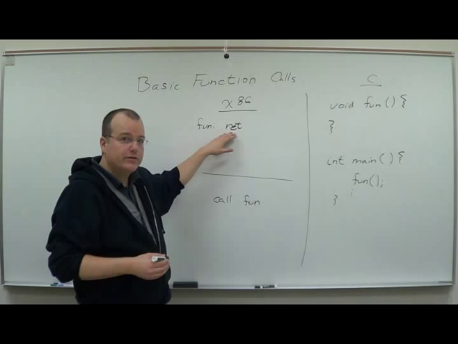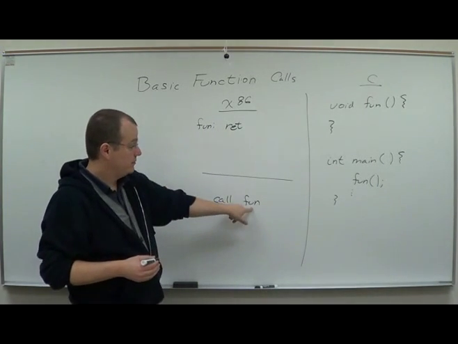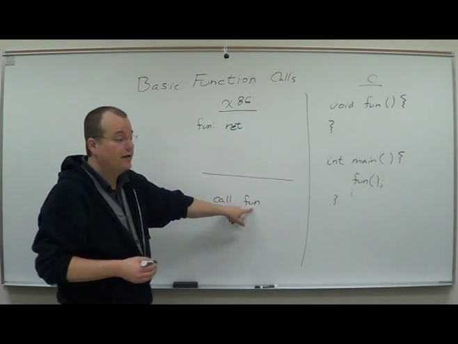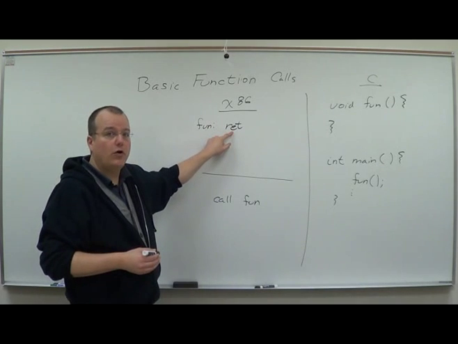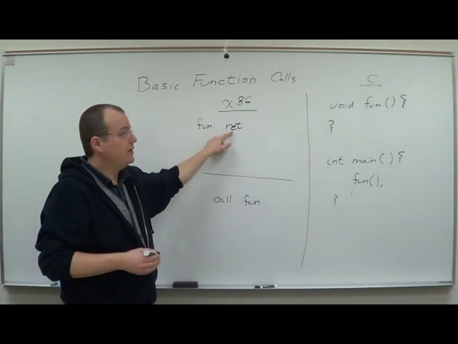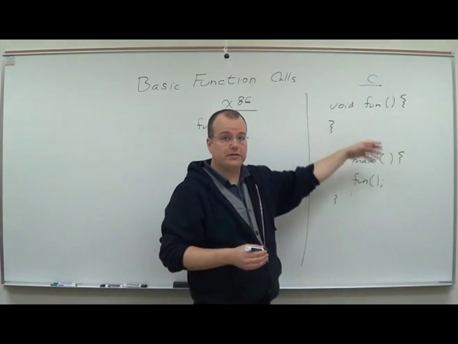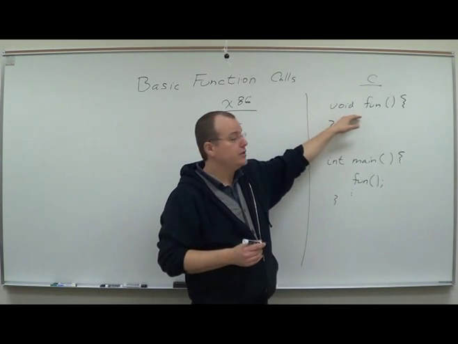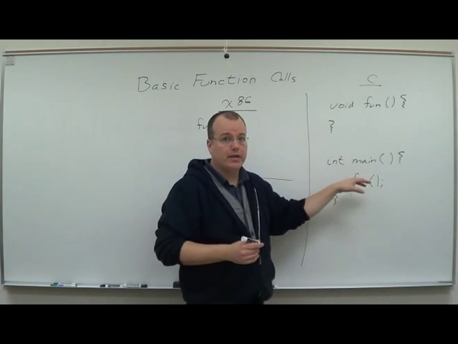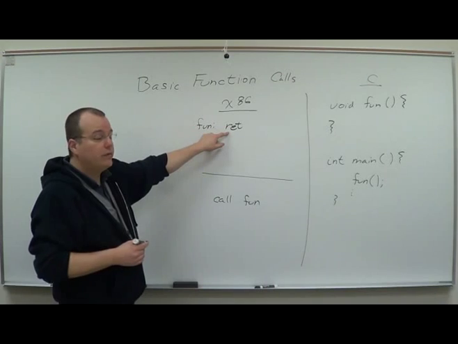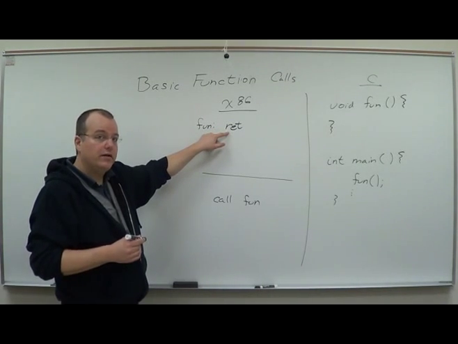Well, that's sort of an interesting problem. This is easy. Jump there. This is a little more difficult. Go back to whoever called me. Because fun could be called from 5 or 6 or some arbitrary number of locations throughout the program. And this return, when it executes, needs to return to the right call location.